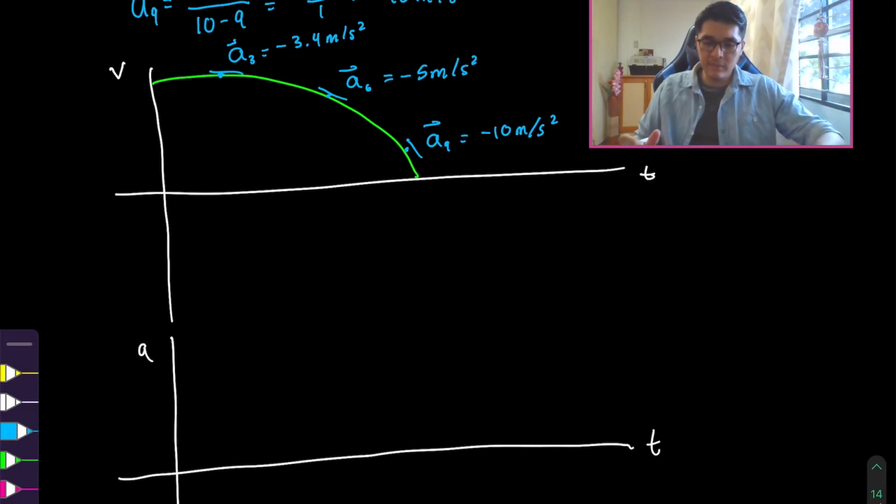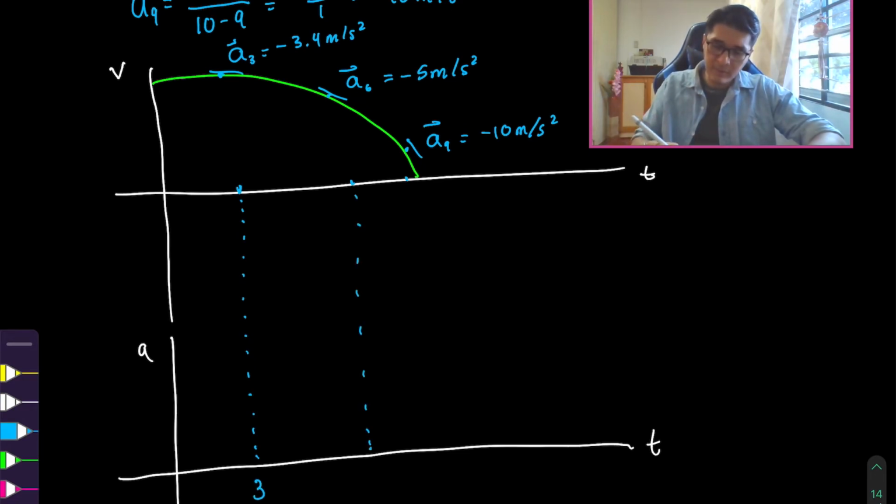So how we draw an acceleration time graph from a velocity time graph, we're going to try to use the same time in each graph to make sure that we correspond each of those values. So what I mean by that, if you see how they're lined up below each other, we're going to be looking at the 3 second mark, 6 seconds, and 9 seconds. And then we plot the values. So at the 3 second mark, the acceleration was negative 3.4, so it's on the negative axis, so that's why it's below. At the 6 second mark, the acceleration is negative 5. And at the 9 second mark it is negative 10.